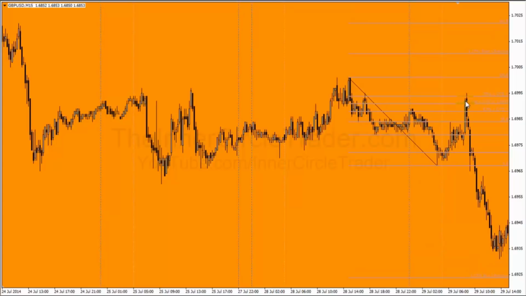Right here, optimal trade entry, boom. Where's the candle at here? That is 8:45 GMT. Surprised? That's the London Open kill zone. And then there's your move going lower.